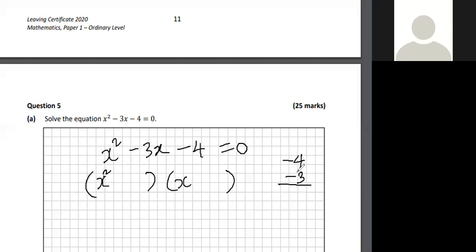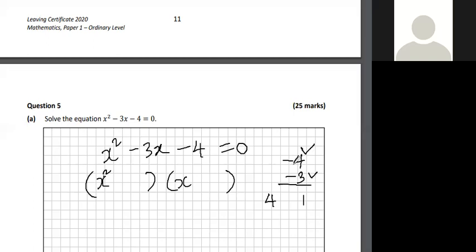Now think of two numbers you multiply that will give you minus 4, and when you add those two numbers together, you get minus 3. Normally, if you want two numbers that will give you 4, it is 4 and 1. If you multiply 4 and 1, you get 4. But this is actually minus 4.